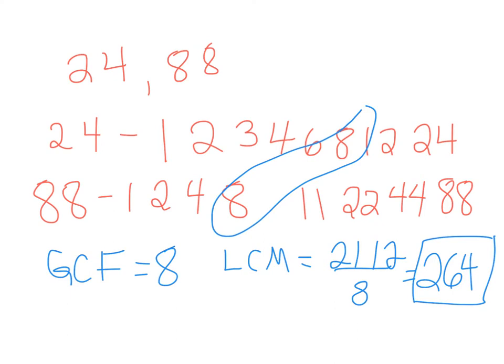Let's try another one. This is 468 and 1848. So I need to find the greatest common factor of these two numbers and then use it to find the lowest common multiple. It's going to be very tedious to do the listing method, so I'm going to find the greatest common factor by finding the prime factorization.